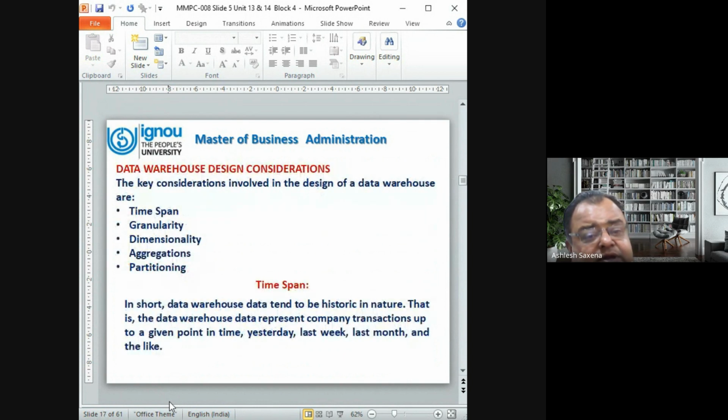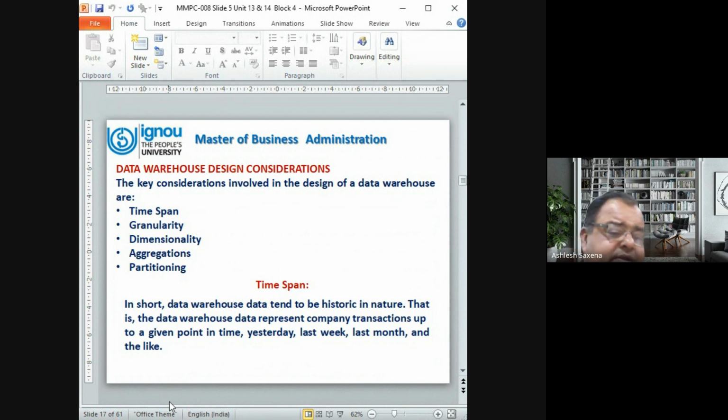Data warehouse design considerations. When we are designing a data warehouse, what has to be kept in mind? The key considerations in the design of a data warehouse are time span, granularity, dimensionality, aggregation, and partitioning.